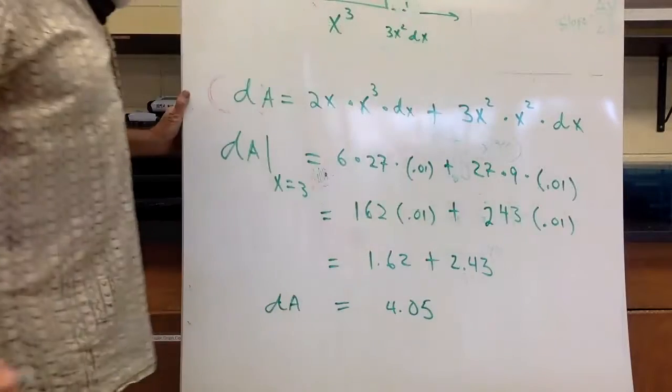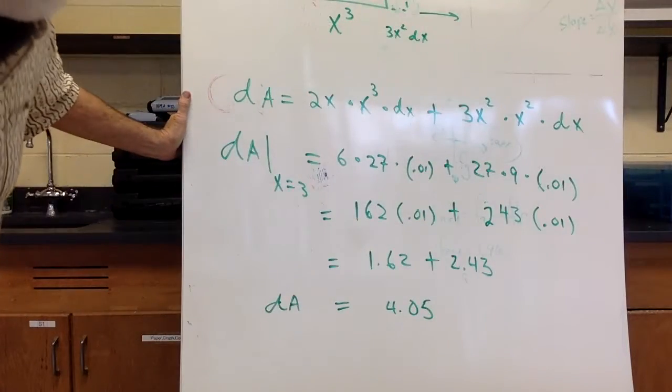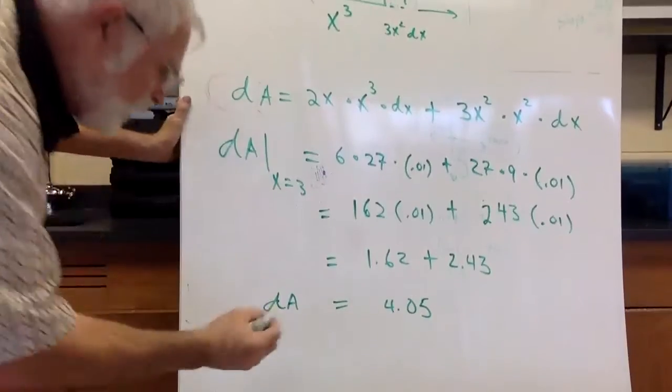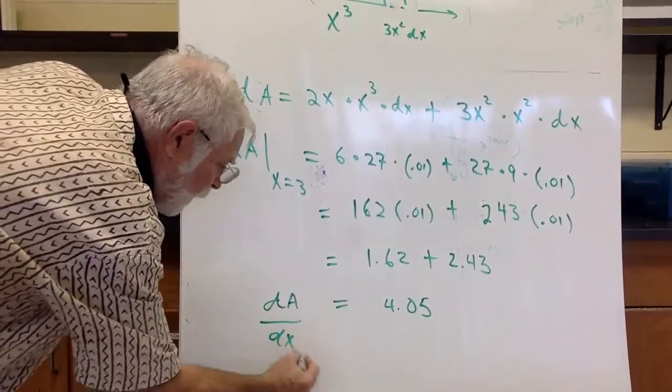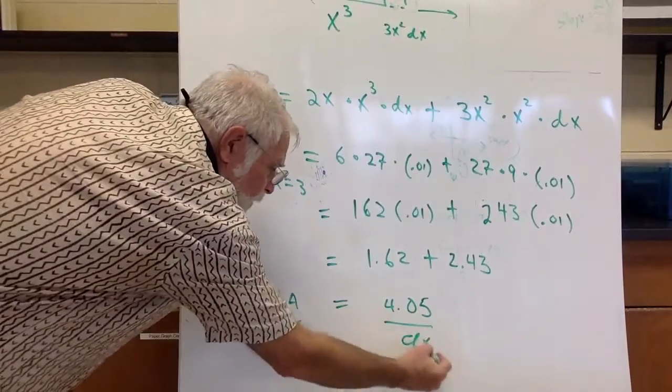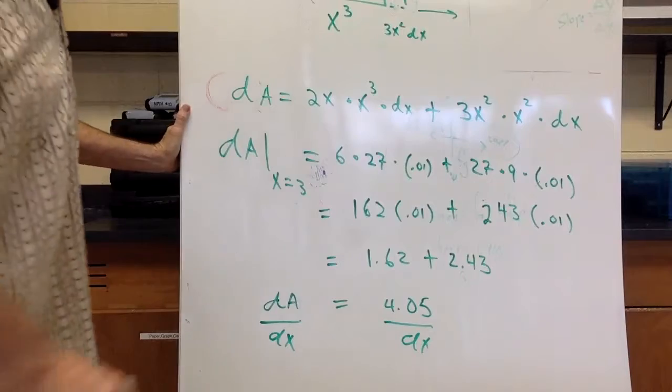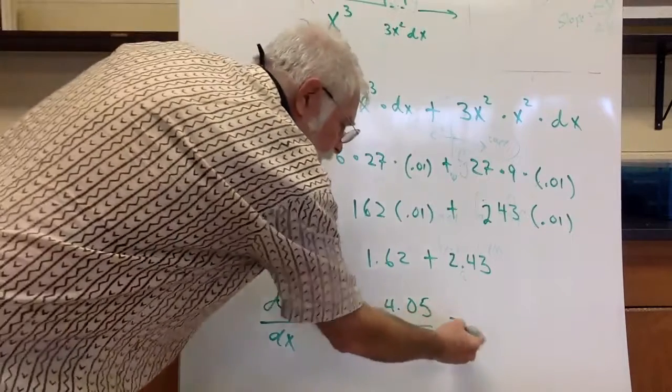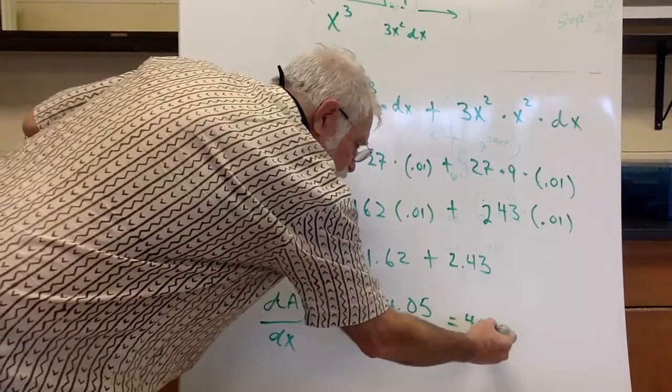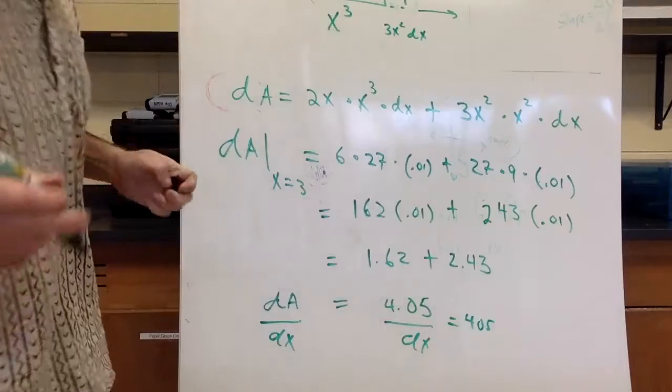All right. Now, what can I do with this to get the rate of change of the area with respect to x? Again, I come in and divide by dx. I divide by dx, dx being 0.01. So multiplying by 100 gets me an approximation of 405. I mean, I've gotten rid of some of the decimals.